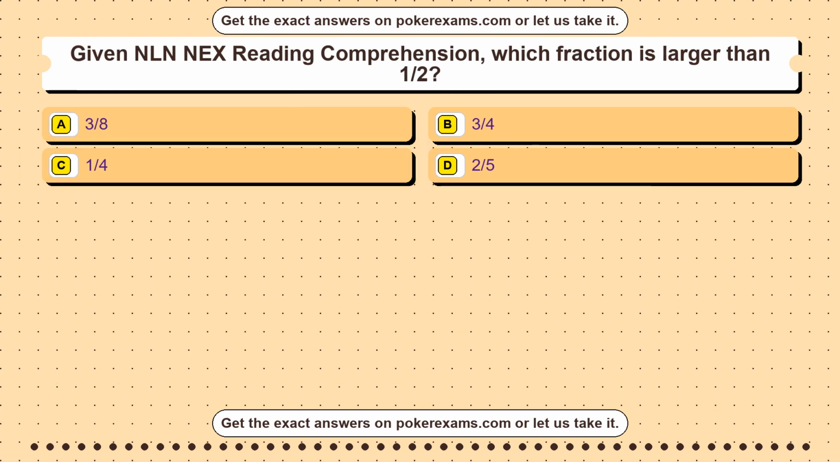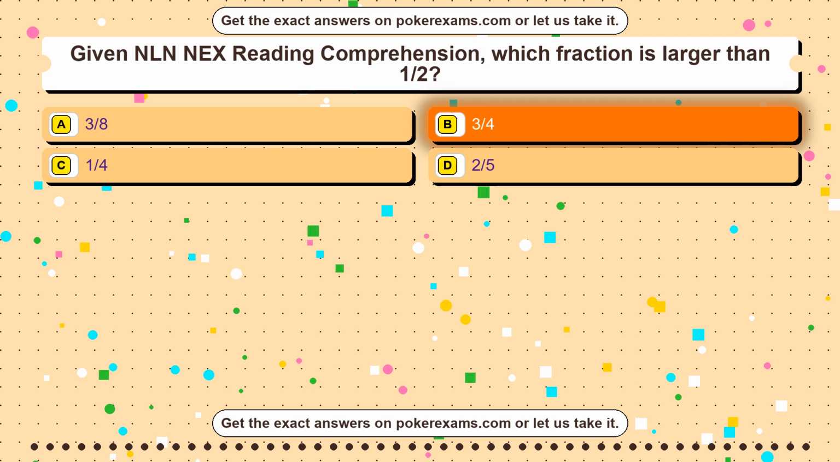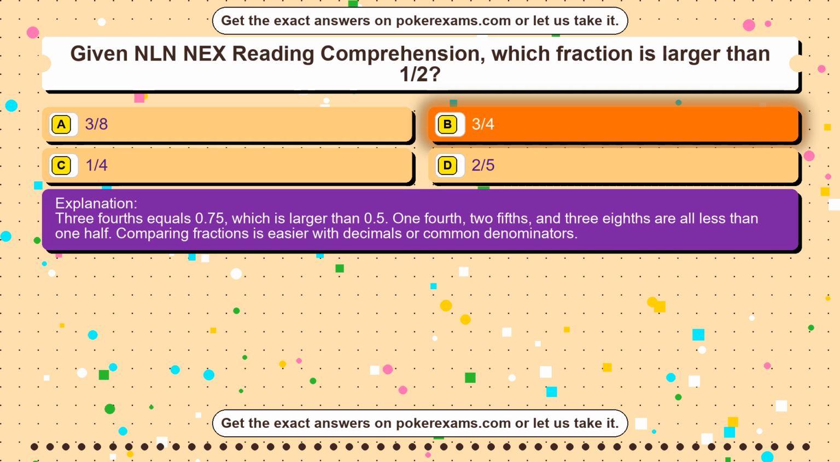Question 48. Given GED probability practice, which writing choice improves clarity? Option A, ignore the prompt. Option B, use precise evidence. Option C, add unrelated facts. Option D, repeat the same sentence. The correct answer is option B. Use precise evidence. Precise evidence makes writing clearer and more convincing. Unrelated facts distract, repetition weakens organization, and ignoring the prompt lowers relevance. Good writing rewards focused support.